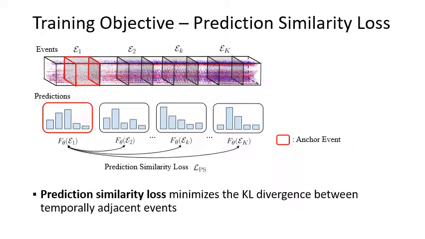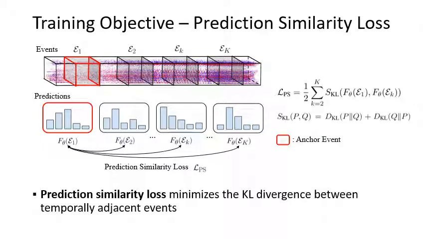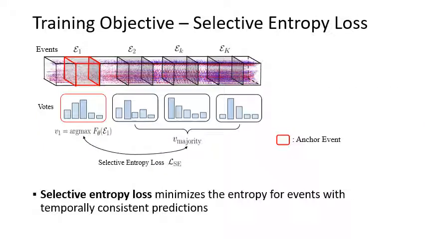First, the prediction similarity loss enforces the predictions made on various regions in the event stream to follow the prediction on the anchor event, which is shown as the red box. Formally, this is formulated using symmetric KL divergence, which penalizes distributional deviations between the anchor event prediction and the rest.